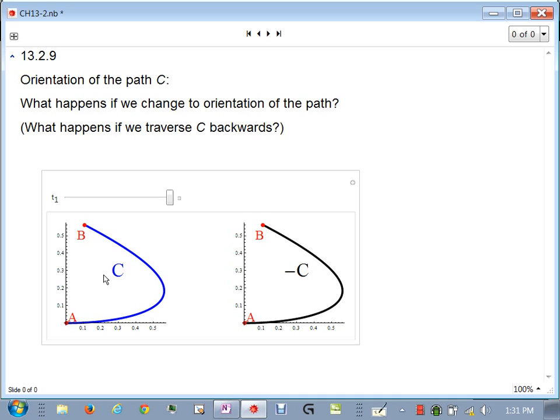If we write, instead of C, negative C, what we mean is we change the path to go the other way. So notice negative C, as I move along in time, goes backwards, right? So the negative in front of our curve doesn't mean change the sign. It just means change the direction, all right?